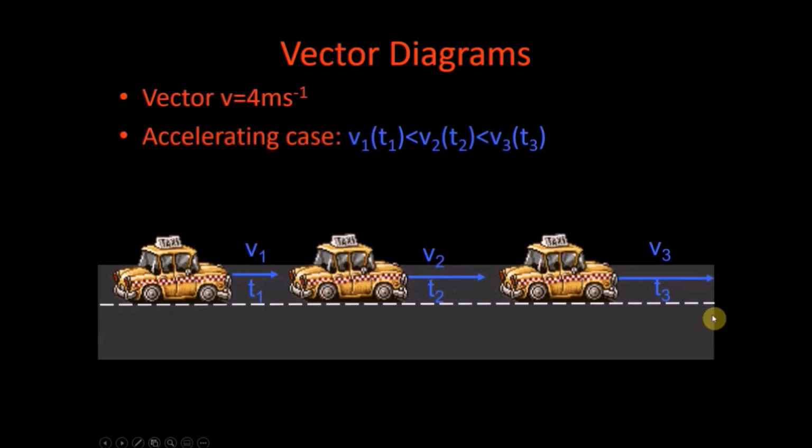Of course, that's not always the case. If we're looking at an accelerating system, here we start out with a vector of 4 meters per second again, but now at t2, v2 is larger, and at t3, v3 is even larger. That means v3 is bigger than v2, which is bigger than v1. That means we're looking at an accelerating case, and that's useful if we're looking at this in a graphical sense. Usually this would be pretty pointless because we could tell this from the actual readout numbers that we would have.